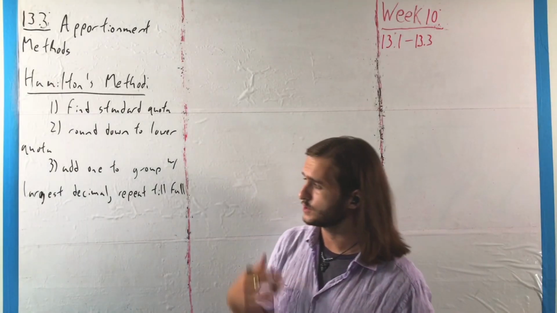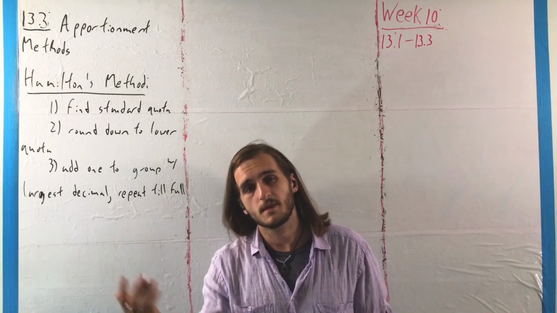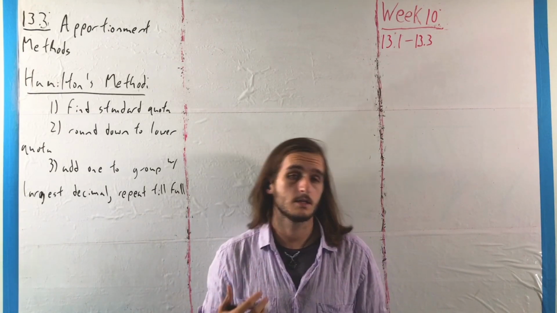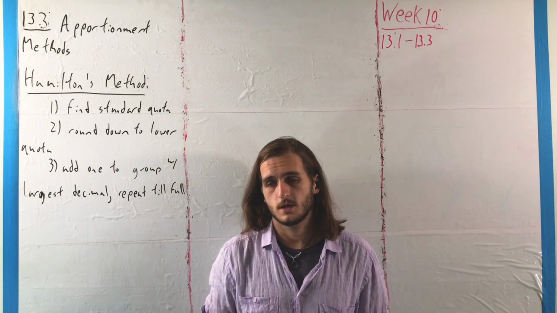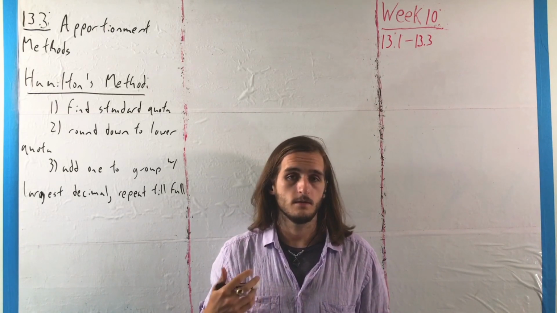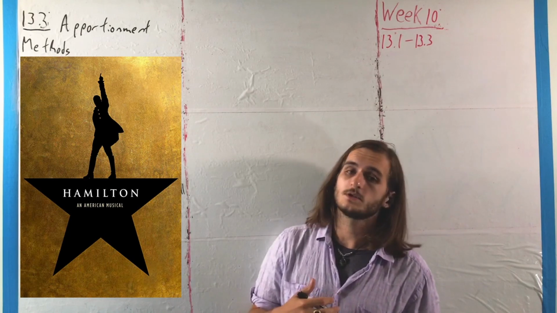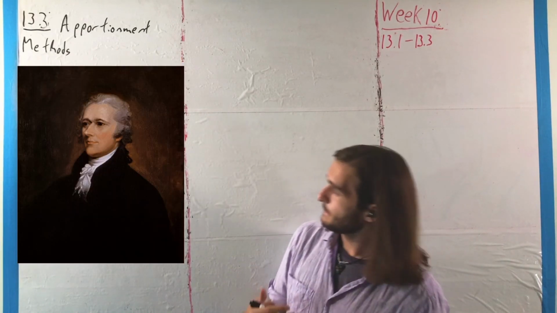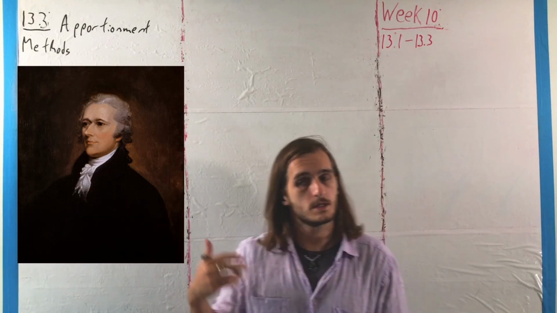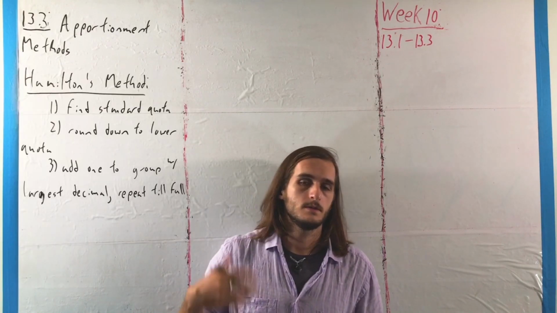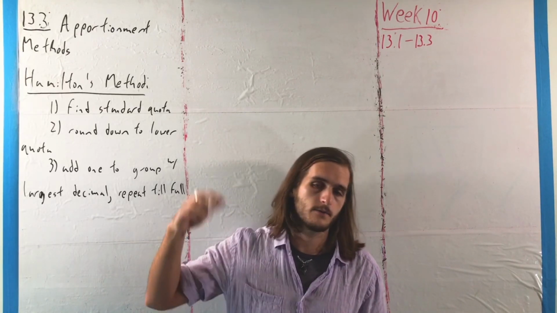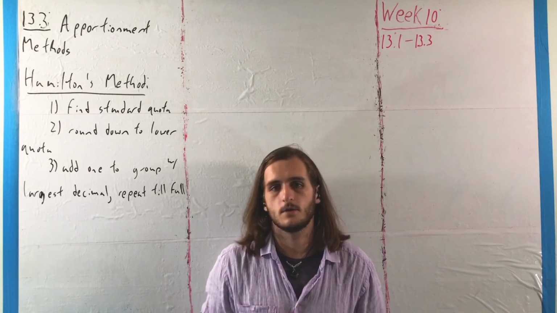We'll start looking for solutions to the apportionment problem with the method proposed by the United States' first Treasury Secretary, and for that matter, the future subject of Lin-Manuel Miranda's award-winning musical, Alexander Hamilton, where his idea was essentially to take the pieces that we have, round down, and then backfill from the top.